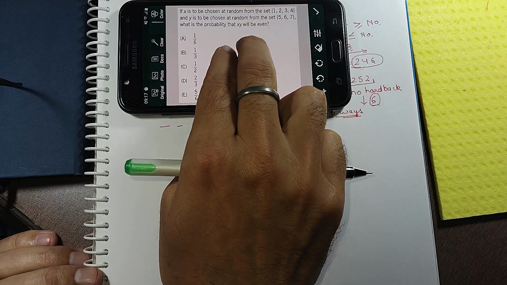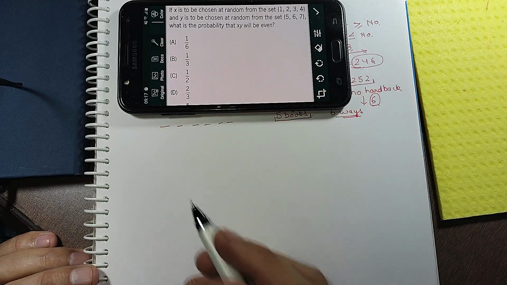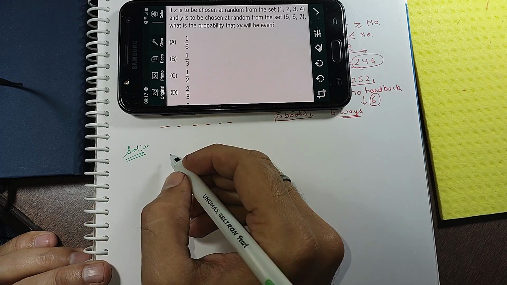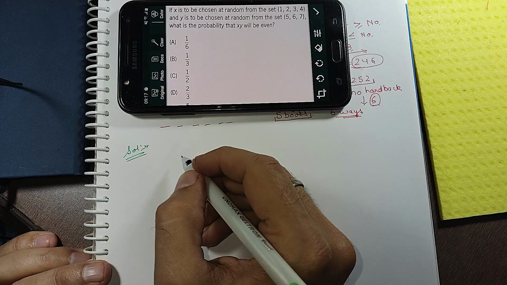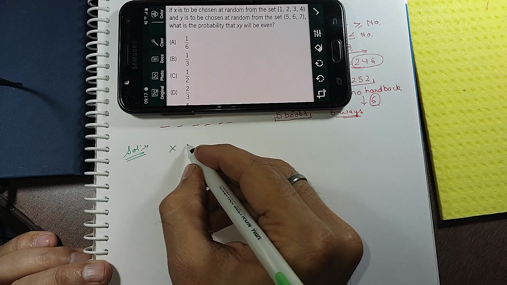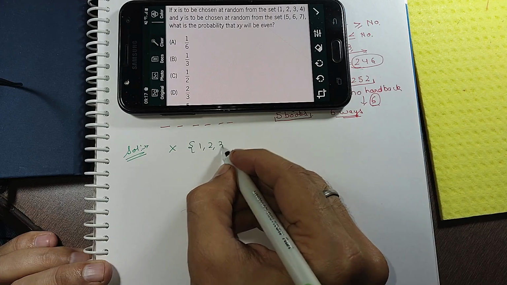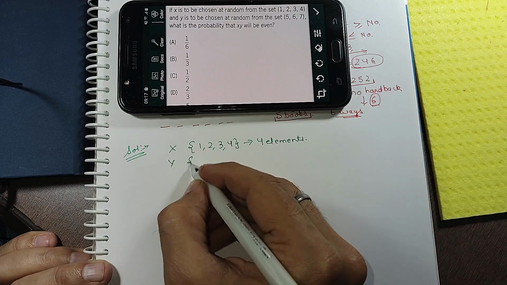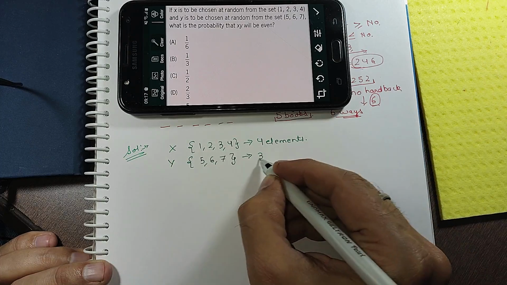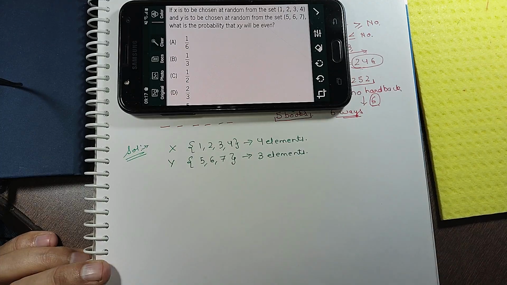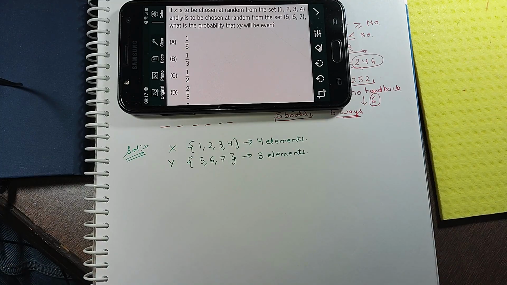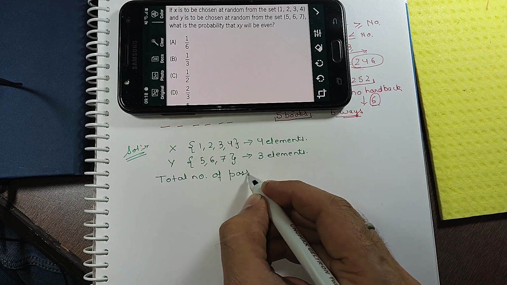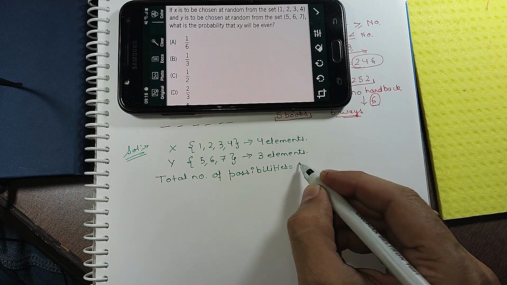If X is to be chosen at random from the set 1, 2, 3, 4 and Y is to be chosen at random from the set 5, 6, 7, what is the probability that XY will be even? Now X has to be chosen from a set containing 1, 2, 3 and 4, that means 4 elements. And Y has to be selected randomly from a set having 3 elements. We are asked the probability that XY will be even. The total number of possibilities will be 4 multiplied by 3, equal to 12.